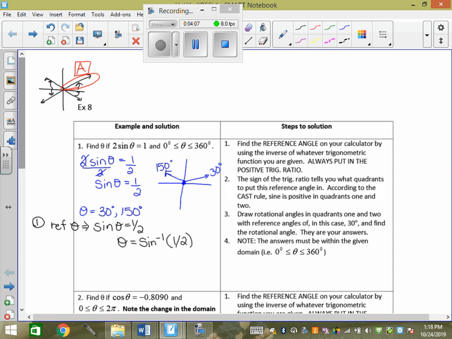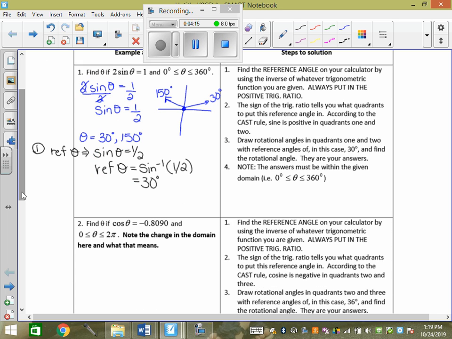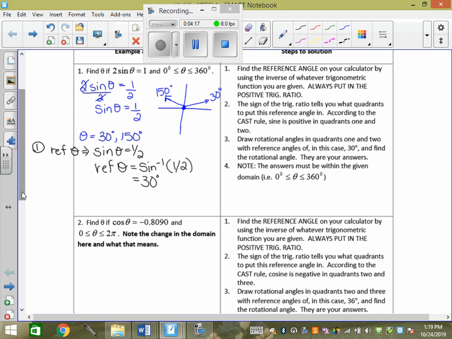And what do we get? So we get the reference theta is 30. We agree? Now that's the little angle between the x-axis and the terminating arm. Well, if we knew where the terminating arms were, we'd have an answer, right? How can we tell where the terminating arms are? So step 1 is reference angle. Step 2 is use CAST rule to find your arms.